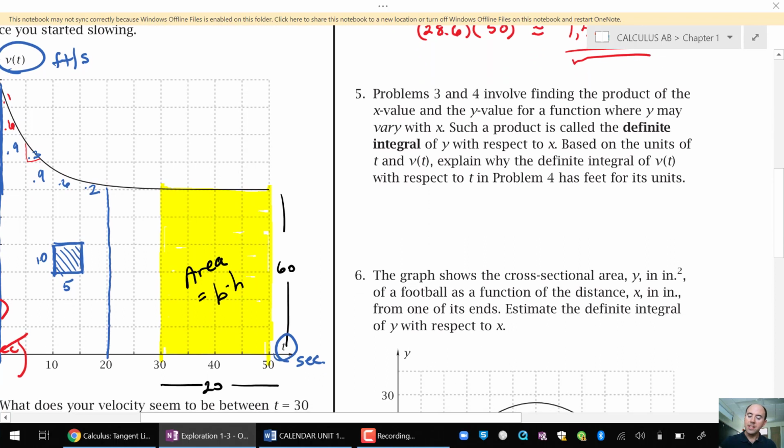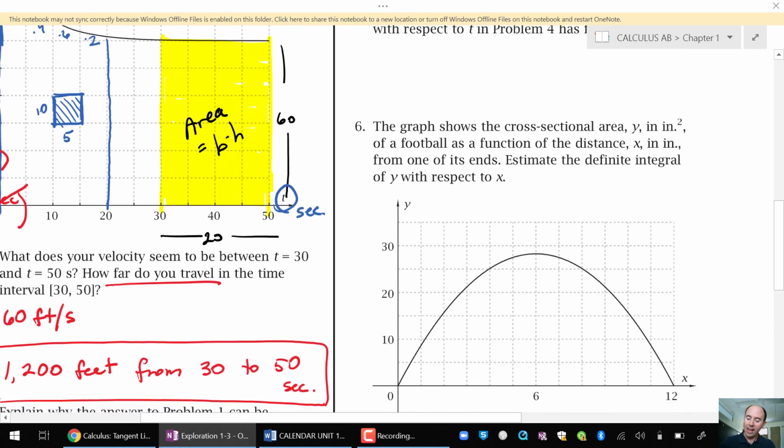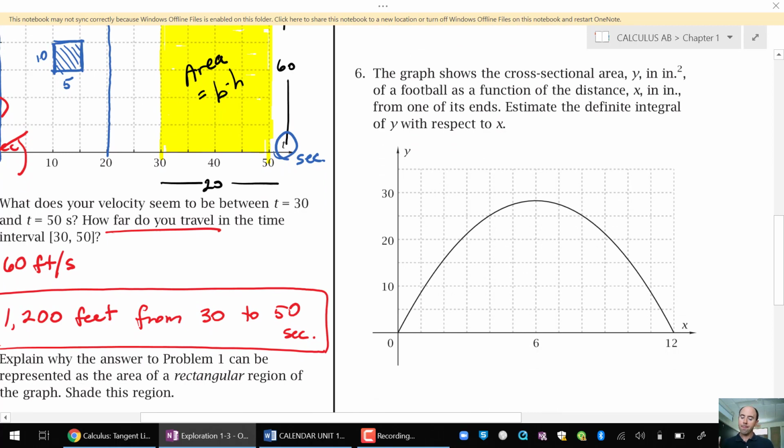So this idea of the definite integral, again, is the product of the x and y variables. I'm going to bypass number 5 for just a moment and show you one last example. In number 6, we have a picture, a graph, that shows the cross-sectional area of a football. So the y variable is actually in square inches across the vertical, and the x-axis represents the inches from one end of the football to the other end of the football, so inches singular by itself. Estimate the definite integral of y with respect to x.